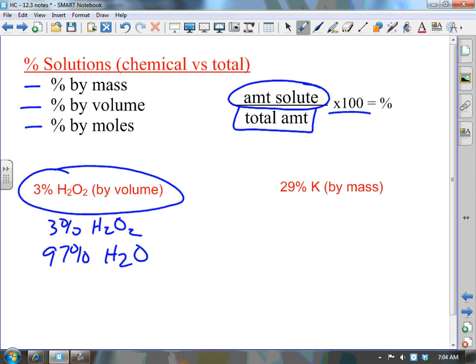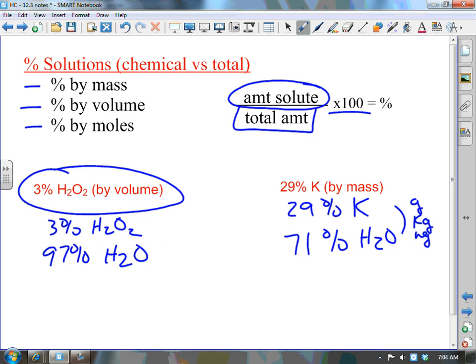Here we have 29% potassium, so 29% is potassium, and the remaining 71% is water. Except the measurement here is by mass, so obviously we're talking grams, kilograms, milligrams, something like that. Here, by volume, these measurements were probably milliliters or liters. So just a simple percentage. And again, the chemical compared to the total, and we're talking about solutions, so the only other thing in that component is water.